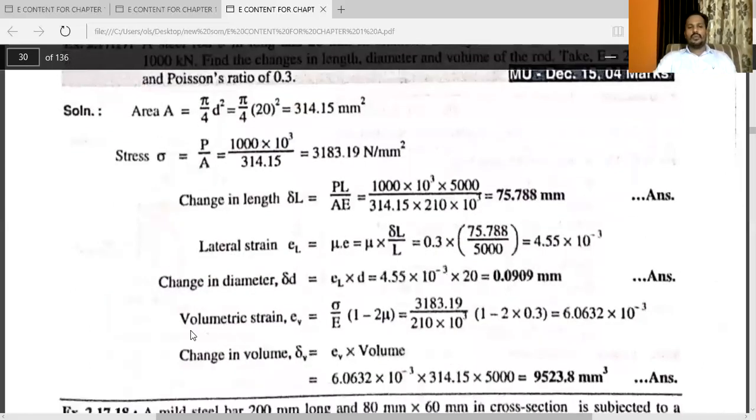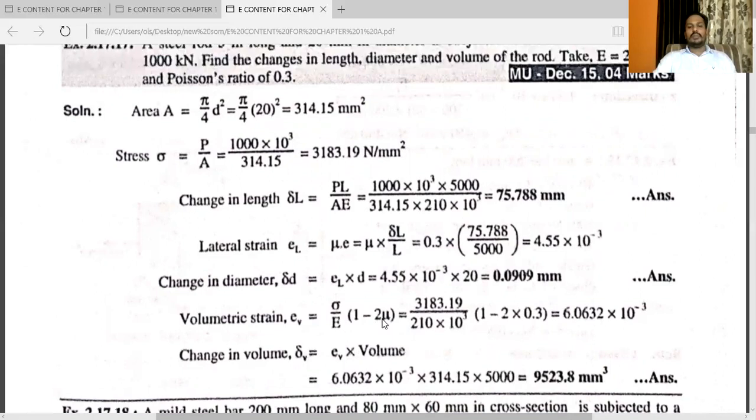And we know that volumetric strain epsilon V is equal to sigma upon E into (1 minus 2 mu). We have the value of sigma and the value of Young's modulus, so you will get the volumetric strain. After getting volumetric strain, you can calculate change in volume, that is delta V upon V is nothing but epsilon V. So change in volume, delta V, is equal to epsilon V into volume. Just put the value of volumetric strain, that is 6.0632 into 10 raised to minus 3.